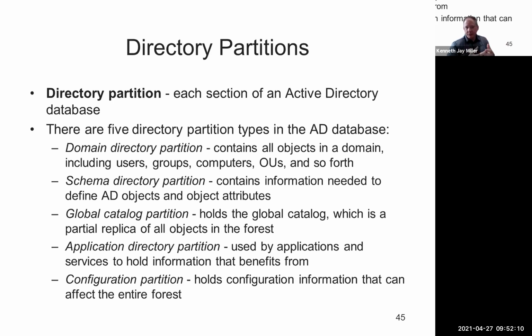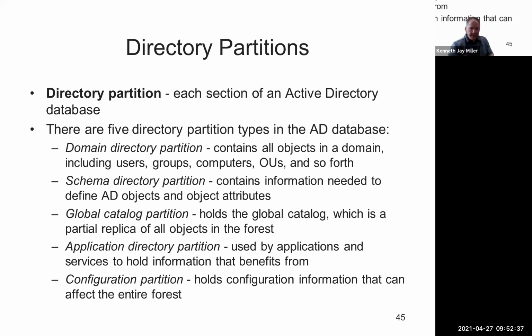We have a partition for the global catalog, which holds the information about all the replication that takes place. The application directory partition is used by applications and services to hold information that benefits those applications. And then the configuration partition, which is the information that affects the entire forest.